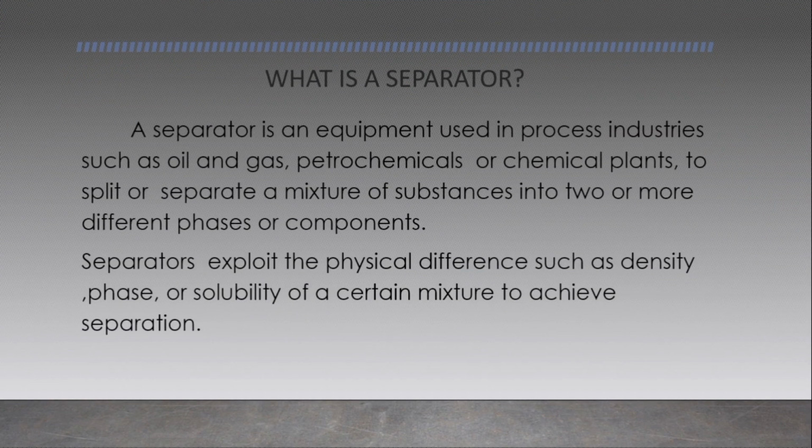What is a separator? A separator is an equipment used in process industries such as oil and gas, petrochemicals, or chemical plants to split or separate a mixture of substances into two or more different phases or components. Separators exploit the physical differences such as density, phase, or solubility of a certain mixture to achieve separation. What this basically means, this exploiting of physical differences, is that for you to actually separate, you need to consider the type of mixture you're having. You need to do a background check, a little bit of research, to actually know what separation technique is more suitable and more efficient for separating a particular mixture.